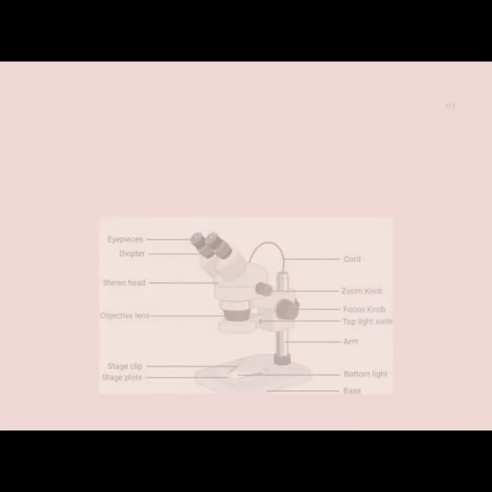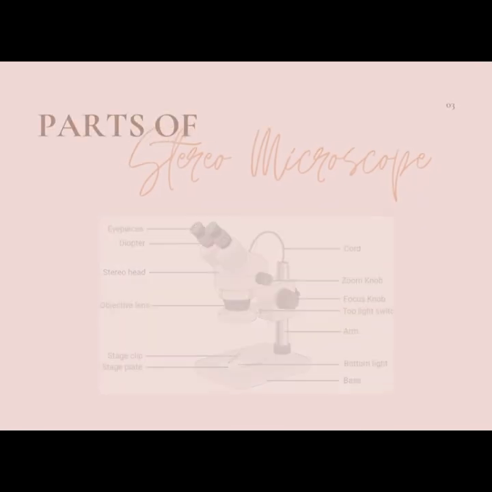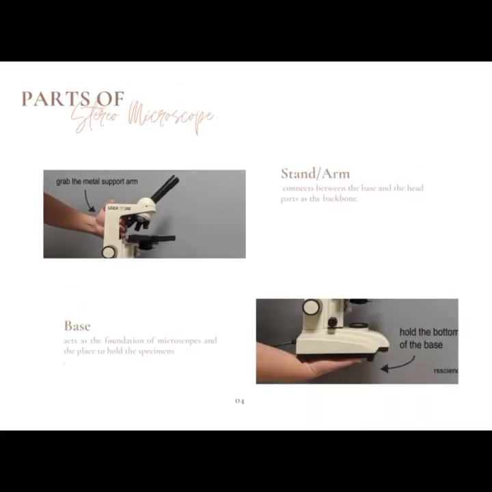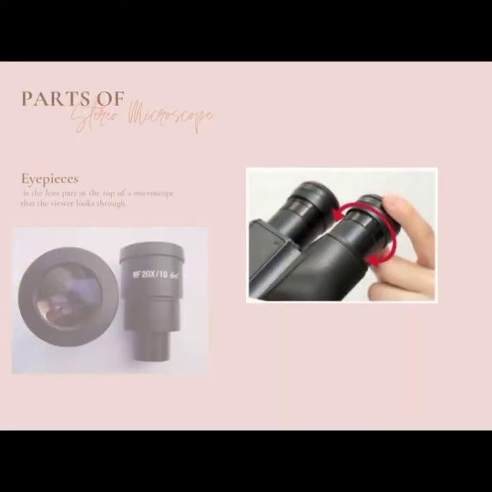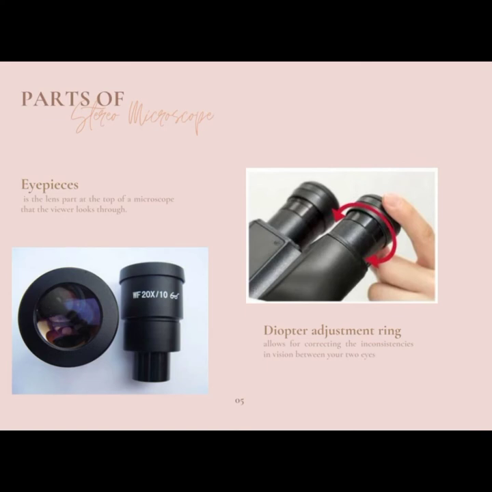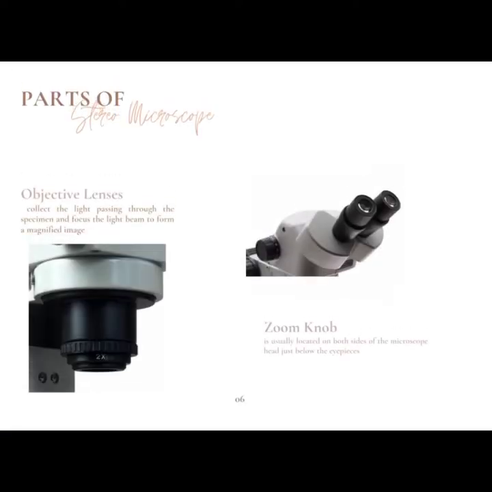Parts of the stereo microscope. Stand and arm connect the base and the head part as the backbone. The base acts as the foundation of the microscope and the place to hold the specimens. The eyepiece, or the ocular lens, is the lens part at the top of the microscope that the viewer looks through. The diopter adjustment ring allows for correcting the inconsistencies in your vision between your two eyes. Objective lenses collect the light passing through the specimen and focus the light beam to form a magnified image.